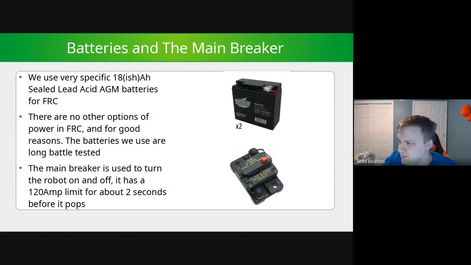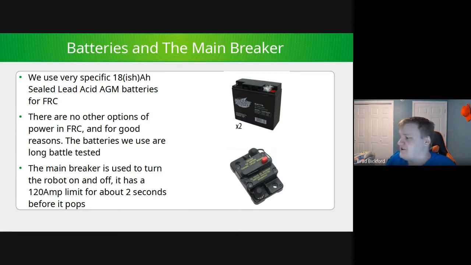With that being said, between the battery and the PDP or the PDH, you will always have a main breaker. This is used to turn your robot on or off. The main breaker has a 120 amp limit, meaning you can pull 120 amps through it. Again, that's a more significant conversation about electronics in general to be had later. But it can maintain this for about 2 seconds before it will pop. It's heat based, so you've got to get it hot to make it pop. And of course, as the temperature goes higher, the faster it will pop.